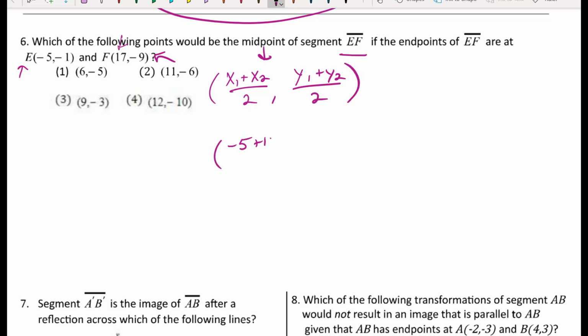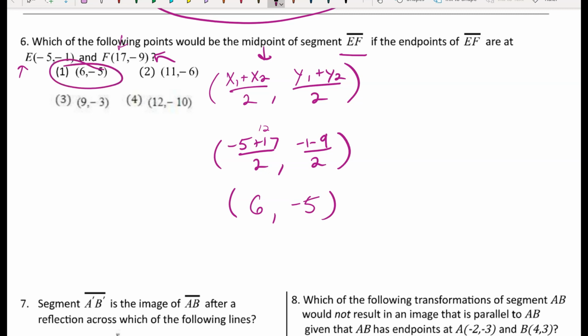I'm going to add up my x values, divide by 2, and I'm going to add up my y values and divide by 2. Again, I'm a fan of the calculator for these simplifications. You can plug in fractions straight into your calculator. Negative 5 plus 17 is 12, divided by 2 is 6. Negative 1 minus 9 is negative 10, divided by 2 is negative 5. I see answer choice 1, looks like it's the midpoint there.